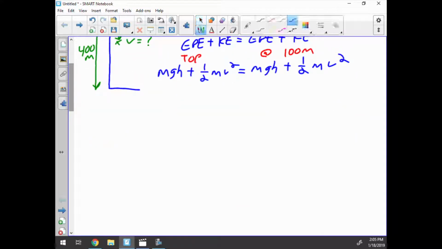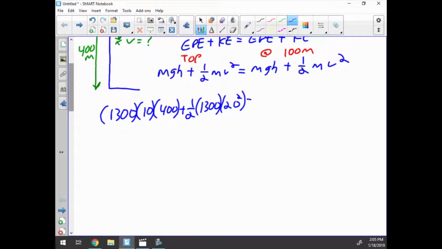Okay, so we're going to have 1,300 is the mass. We're going to use 10 for gravity, 400 for the height. At the top, it's going 20 meters per second. All right, so you'll notice I left out one thing. I left out that height.